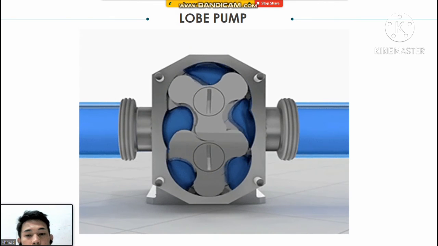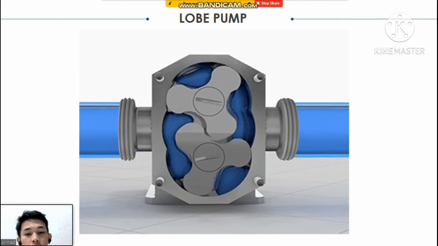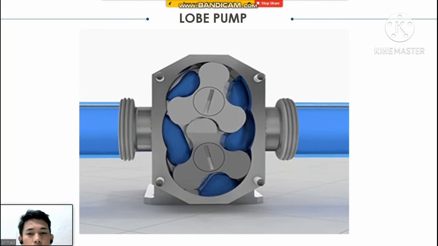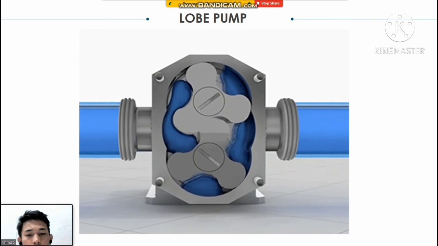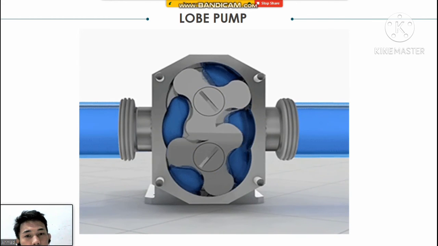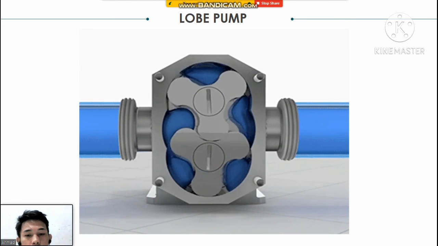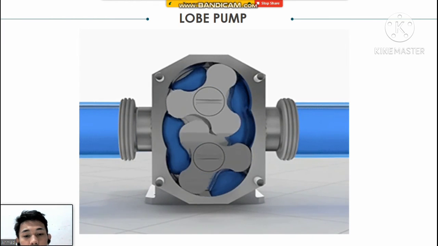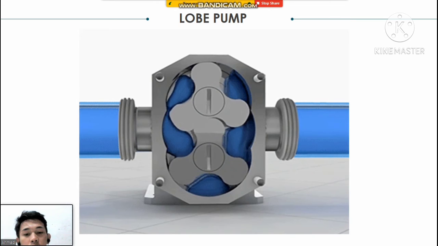Next, lobe pump. The working principle of the lobe pump is that two rotors rotate simultaneously in opposite directions in a casing. The gear axis of the rotor always forms a 90 degree angle to the other axis of the rotor. If the rotor is rotated in the direction of the arrow, as shown in the image below, the fluid confined between the casing and the lobe will be moved from the inlet side to the outlet.